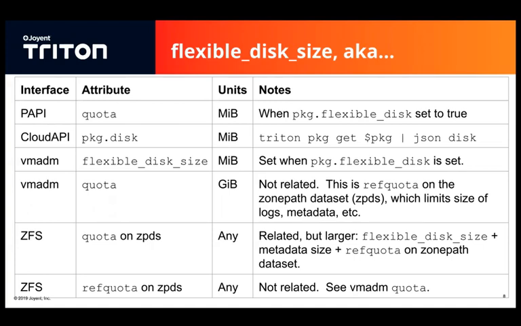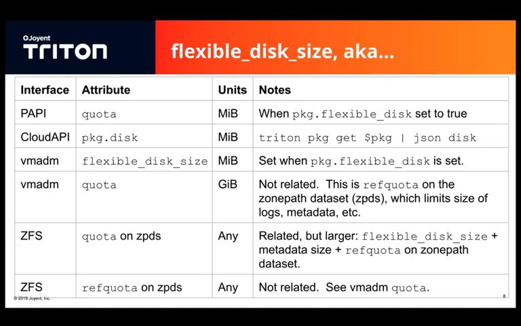In VMADM, quota is an oddball here, and it's measured in gigabytes, where the others are measured in megabytes. The VMADM quota is not related to flexible disk size. This is that 1 gigabyte that's available for the logs and config and such. So that is the ref quota on the zone path dataset.